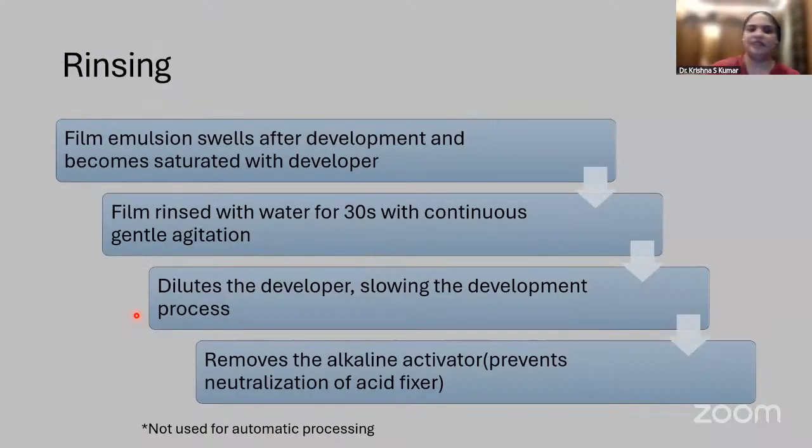So after you develop in the manual processing, the film emulsion swells up by the alkaline activator and becomes saturated with the developer. Later, the film is rinsed with water for 30 seconds with continuous gentle agitation. That will dilute the developer and slowly stop the developing process. Because your fixer contains an acidic agent, the removal of the alkaline activator is very important. Otherwise, it causes neutralization of the acid fixer. So this rinsing step between developing and fixing is not there for automatic processing machines.